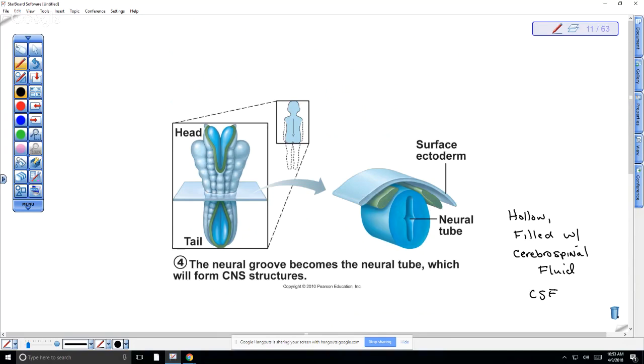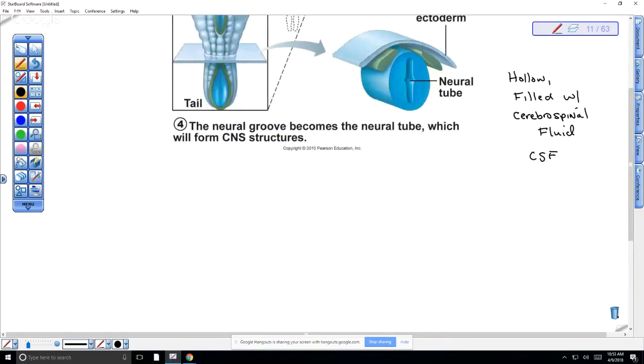When our neural tube develops, we have an anterior or head end, and then we have the tail end. The anterior end is going to develop into the brain, and the posterior or tail end is going to develop into the spinal cord. Depending upon where the cells are located, you get the specialization of the different parts of the brain.